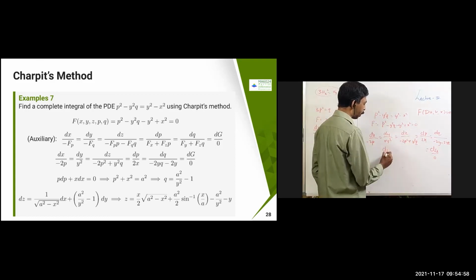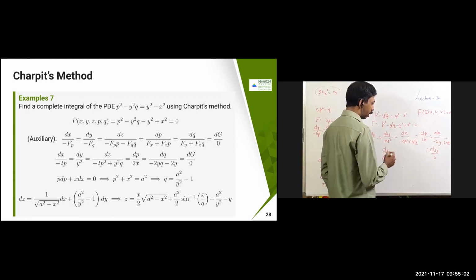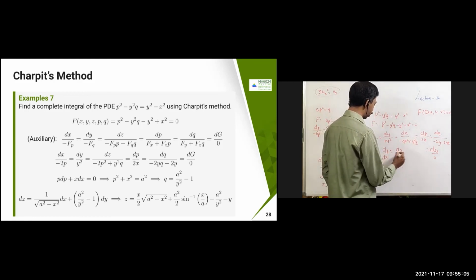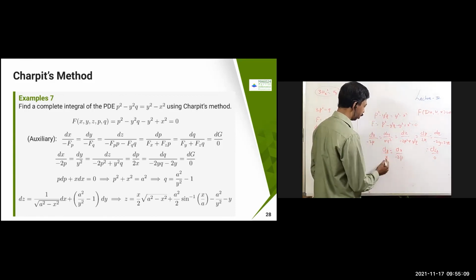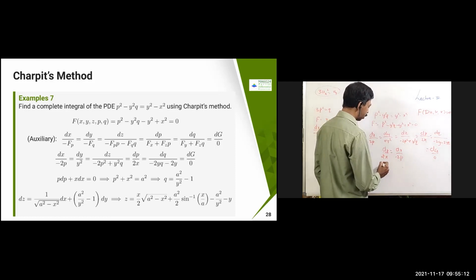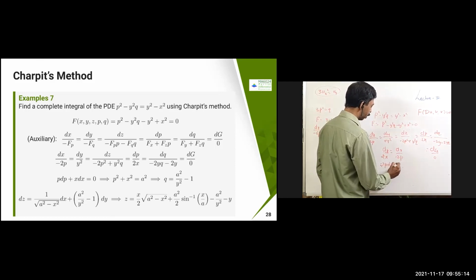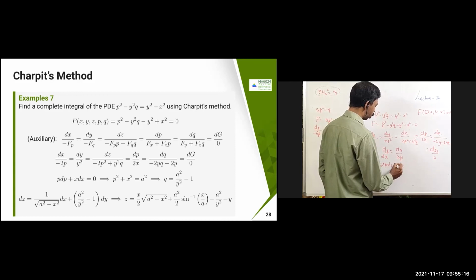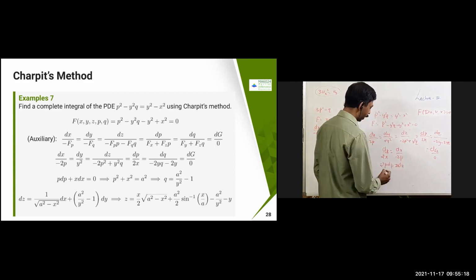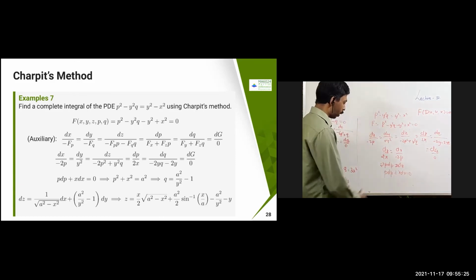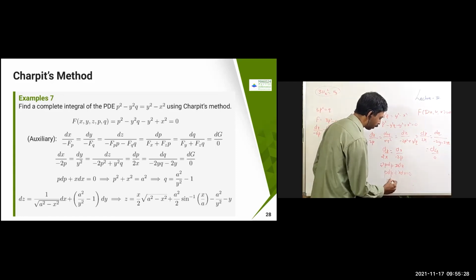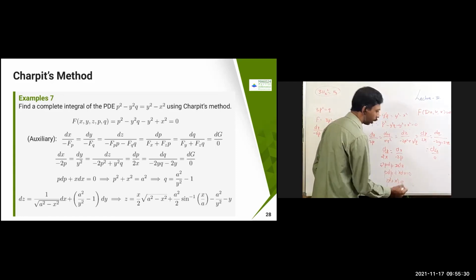So I can take this dp by, I'm just going to take this one, dp by minus 2x equal to dx by minus 2p. So this one I can write as minus 2p dp equal to minus 2x dx. So I can bring the other thing over here. So p dp plus x dx equal to 0 is going to come. So I can just integrate this one. This is going to become p square plus x square equal to some constant.